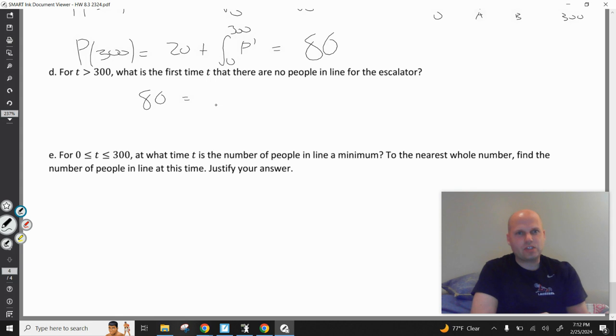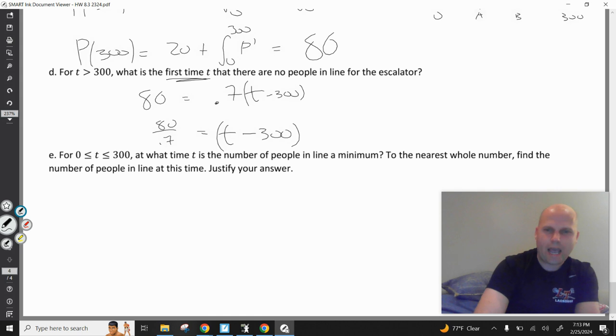Now, you could say 0.7 people per second times seconds, and then divide that by 80, and it's not going to be the time. This is how many extra seconds we need. So it's almost like you want to do t minus 300, so that it's after the 300th second, I'll find the second. This is the idea that you would have to come up with.